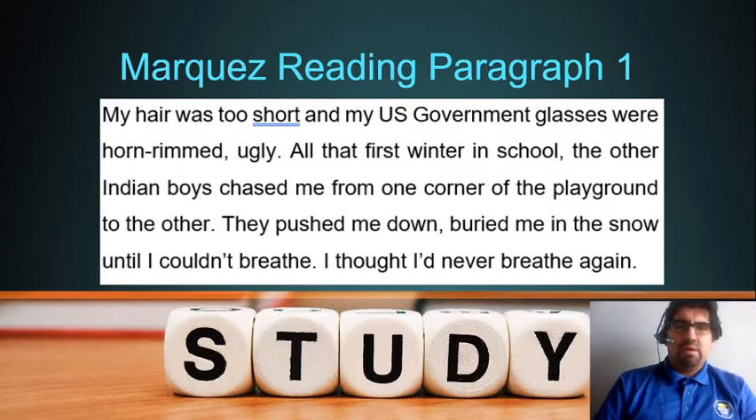Sentence number 1. My hair was too short and my U.S. government glasses were too horn-rimmed. Ugly. My hair was too short and my U.S. government glasses were horn-rimmed. Ugly.